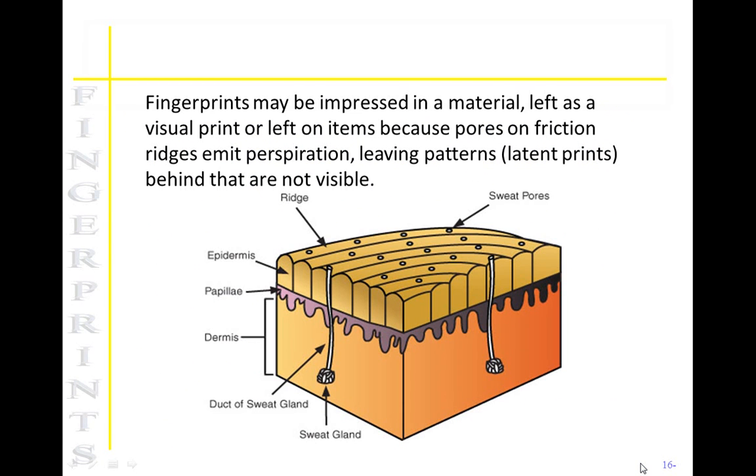Fingerprints may be impressed in a material, left as a visual print, or left on items as a latent print. And this is because the pores on the friction ridges are going to emit perspiration, which allows that latent print to be left on an item and then be visualized through either powders or chemical enhancers.